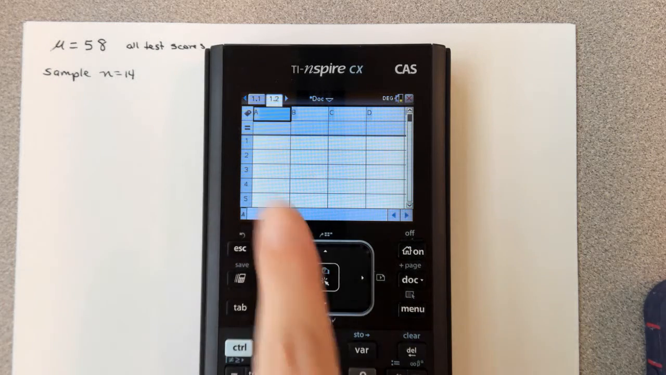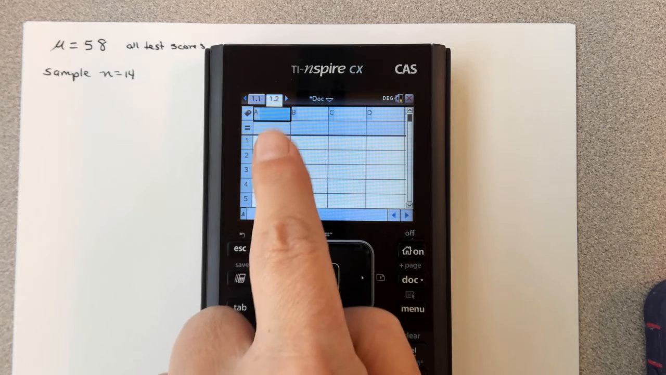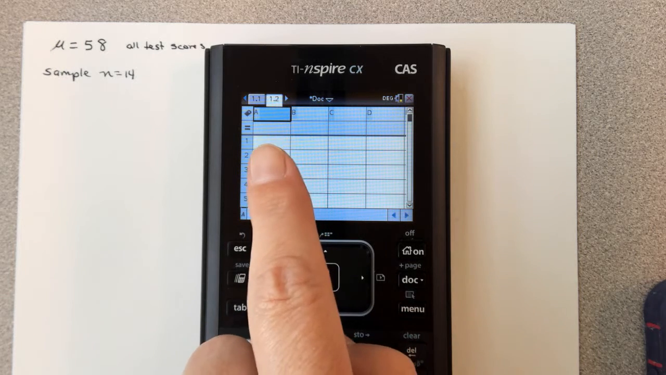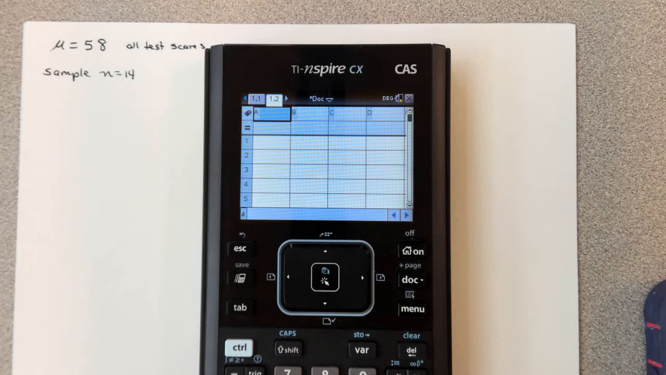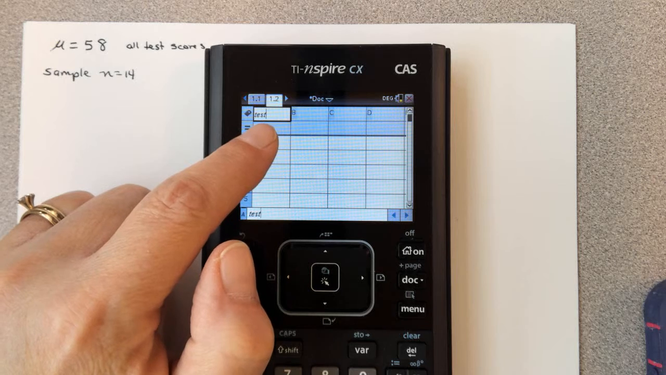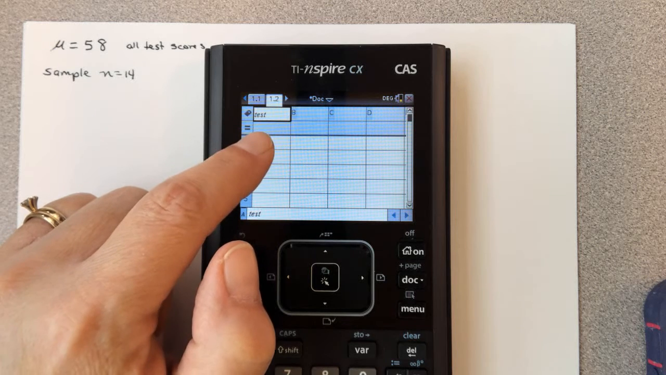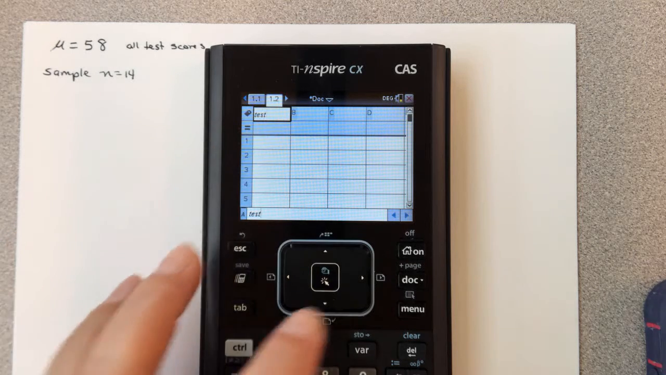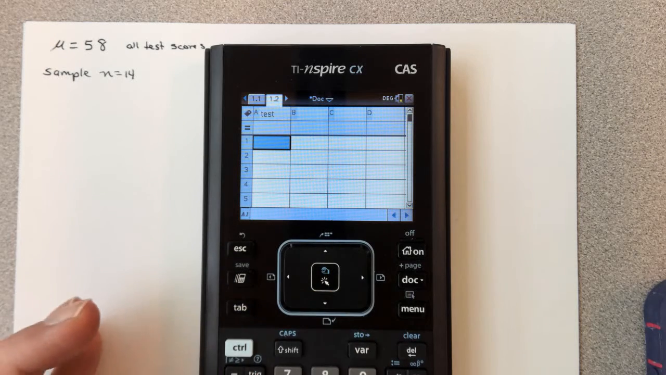So I'm going to arrow up to the very top line of column A, and I'm going to call it, I don't know, it's classical music, it's just some sort of a test. So we'll just say test. Now, as long as these letters stay italicized, it's not a reserved word, and we can do it. So this is their test scores. Okay, and I'm going to input those.